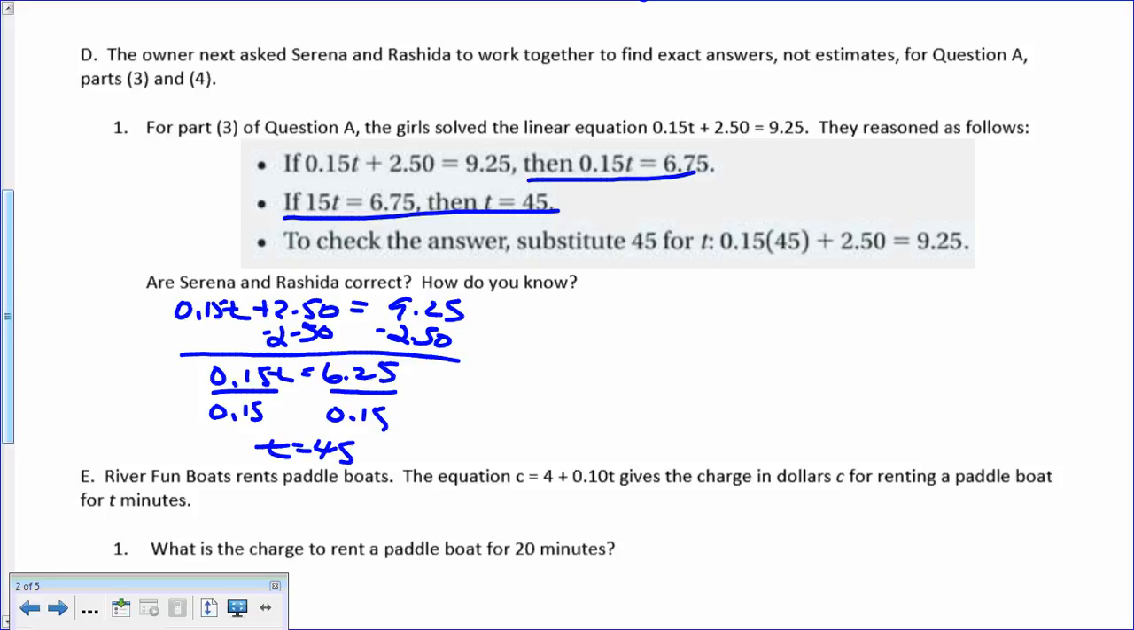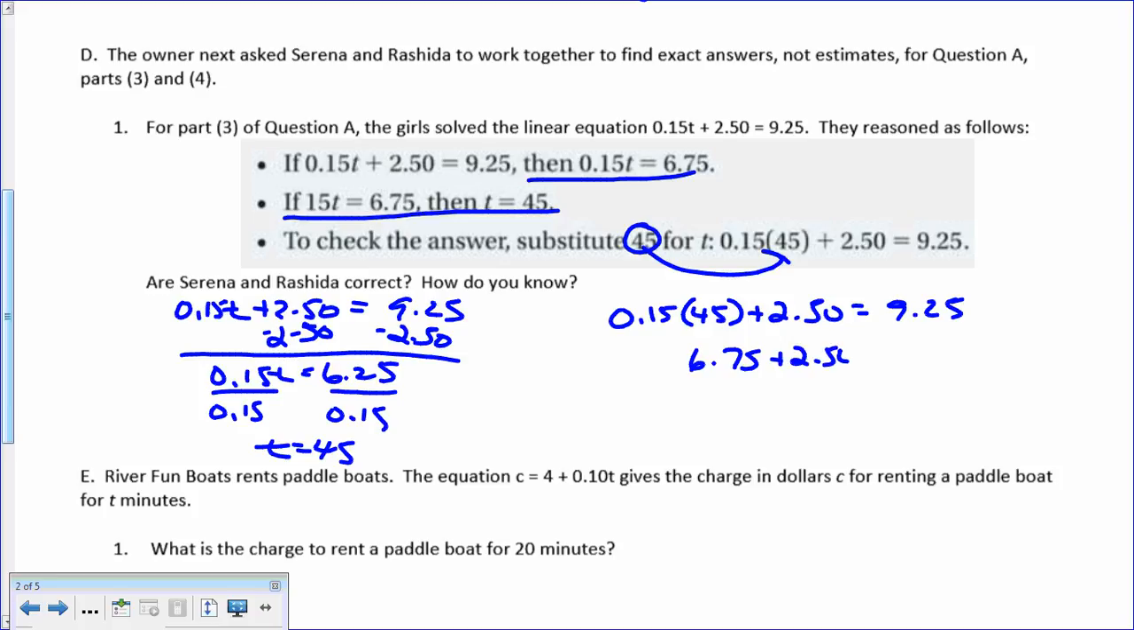Now, it says to check the answer, substitute 45 back in. So what they did was they took the answer here and plugged it back in for X. So when they solve this question, they're checking their answer. And we know when you check an equation, we have to have the left side of the equation equals the right side of the equation. Well, this is 675 when you multiply 0.15 times 45. And when you add these two together, you get 925 equals 925, which checks. So because we got the same answer on both sides of the equal sign, we know that 45 is the correct answer above because it checks in the equation.